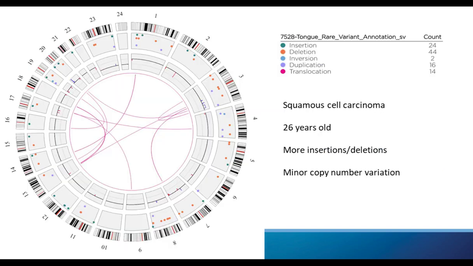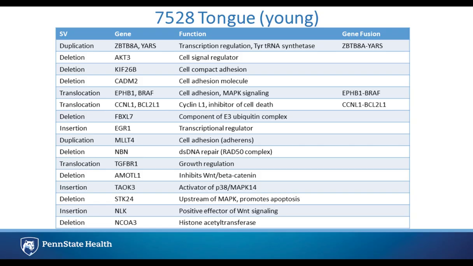Moving on now to some of these younger tongue cancer patients. This is a squamous cell carcinoma of the tongue of a 26-year-old, and we can see that they have quite a bit more insertions, deletions, particularly deletions, compared to the two previous elderly cases. And then copy number for this is pretty moderate as well. For chromosome 3, we can see regions there where the blue is upticking, showing increased copy number variation.